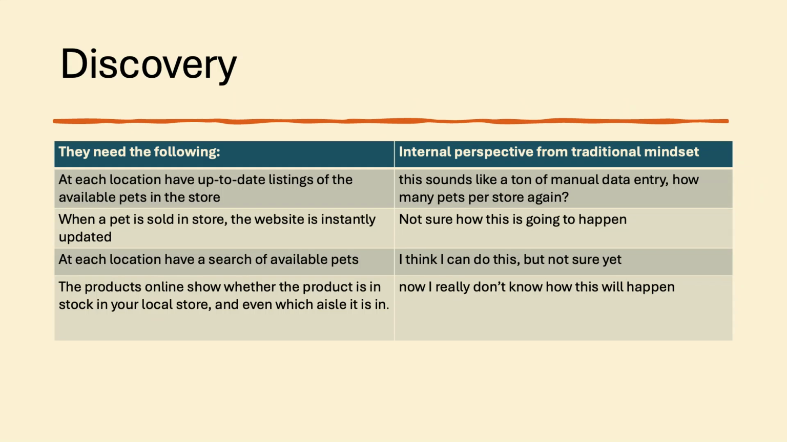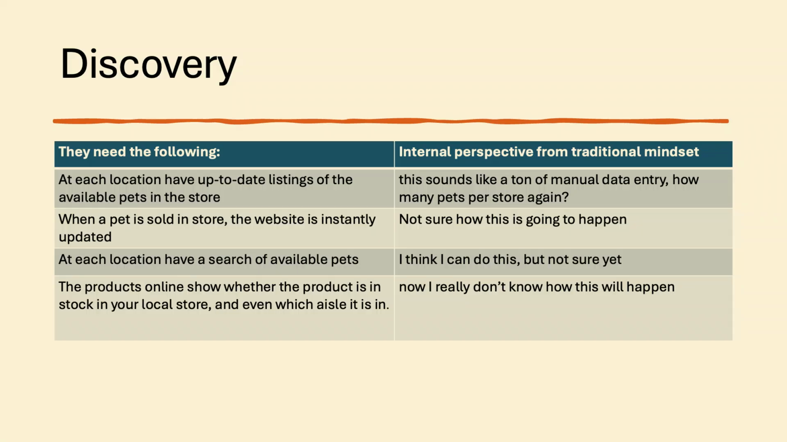So the next one is each location has a search of available pets. I think I can do this, but not sure. And then the products online show whether the product is in stock at your local store and even which aisle it's in. And I'm sure you've seen this. You're in store, you're looking for a product, you can't figure out where it is. You look it up online, and it says it's in aisle E, halfway down. So you find out exactly where it's at. You can find your product.